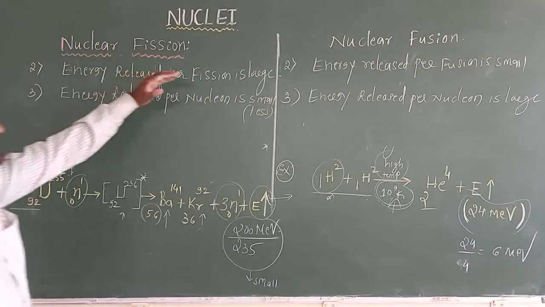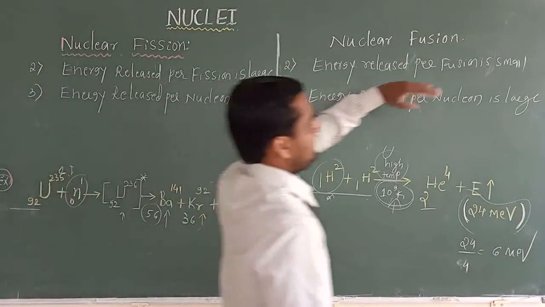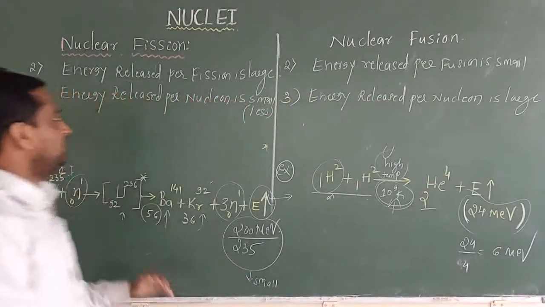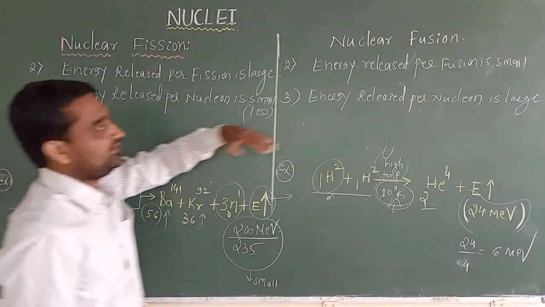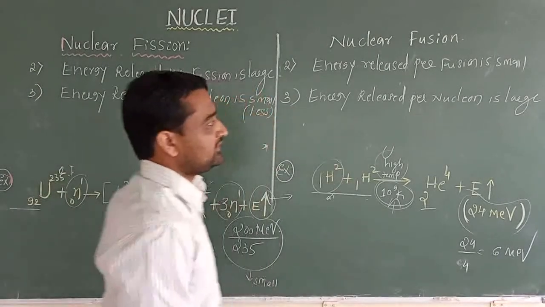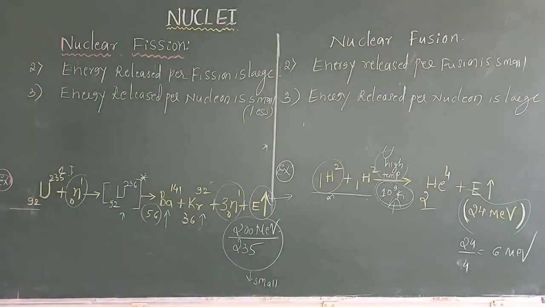Energy release per fission is large, energy release per fusion is small. Energy release per nucleon is small in fission, and energy release per nucleon is large in fusion. Okay, so that is the difference.